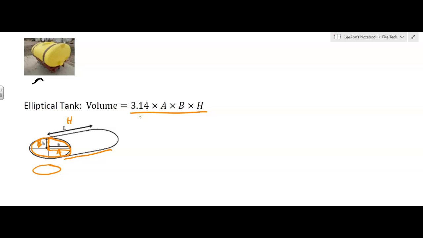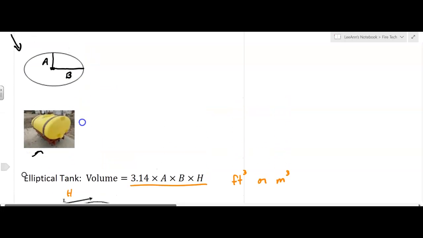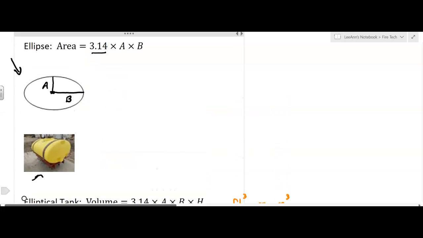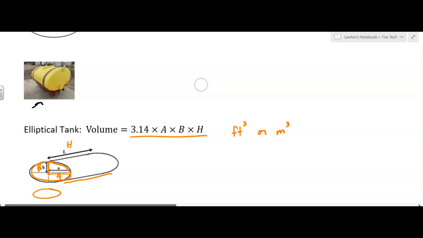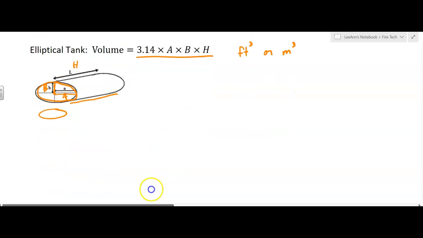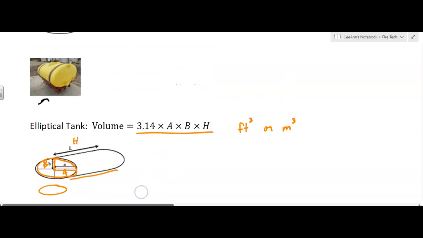Okay, all right, so let's put units on this. The volume will be in cubic feet or cubic meters. I don't know how much metric you're going to use. So far, everything I've seen has been in feet. Up here, that was going to be square feet. So an area is a square measurement. A volume is a cubic measurement. Okay, so that's all we're going to say about those, and that'll be fun to do.